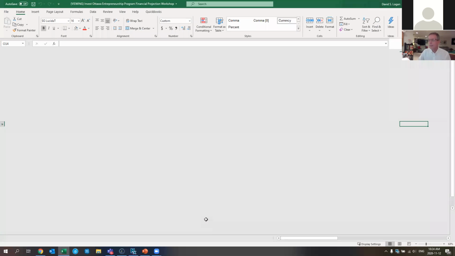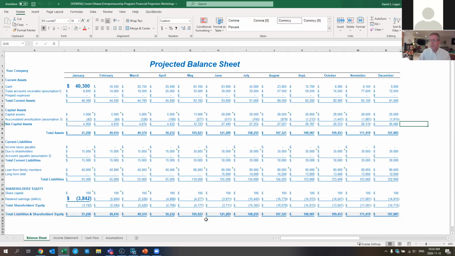This is the document we're glad to share. This is what we share from the Invest Ottawa seminar too. It is an Excel-based document. I'm just going to quickly go through the tabs. For various reasons, we color-coded the pages just to make it easier.